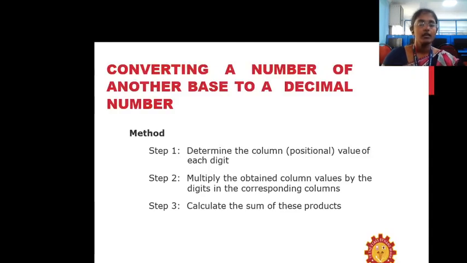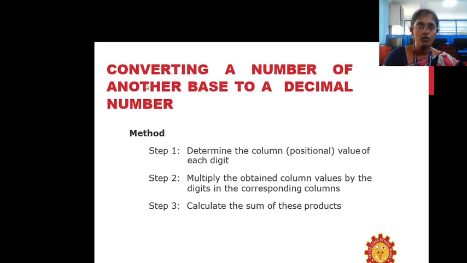Then next is converting a number system from one base to another base. The base is nothing but the radix point. The base is the main element which determines under which type the number comes. If the base is 10, it is the decimal number system. If the base is 2, it is the binary number system. If the base is 8, it is the octal number system, and if the base is 16, it is the hexadecimal number system. Now we are going to see the conversion of a number from one base to another base. The first one is how to convert a number of another base.